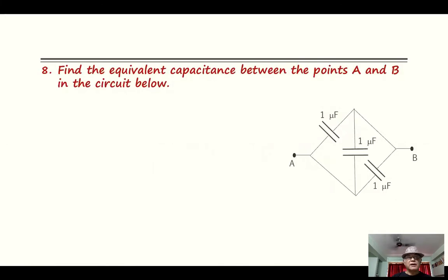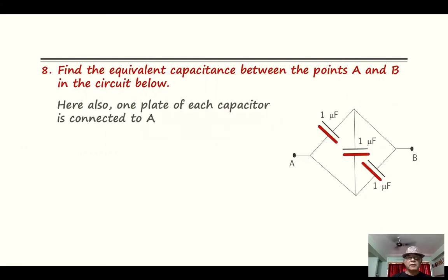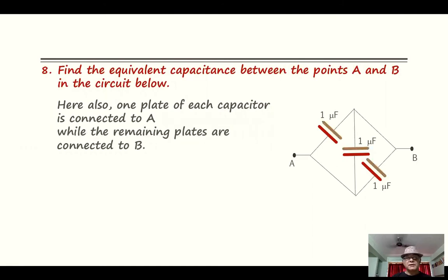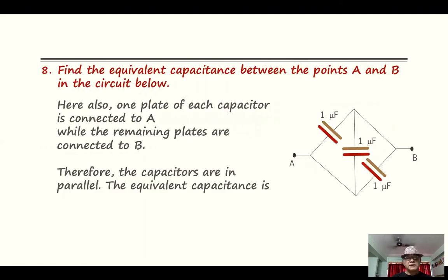Number 8. Find the equivalent capacitance between the points A and B in the circuit below. Here also, one plate of each capacitor is connected to A, while the remaining plates are connected to B. Therefore, the capacitors are in parallel. The equivalent capacitance is C equal to 1 plus 1 plus 1 equal to 3 microfarad.